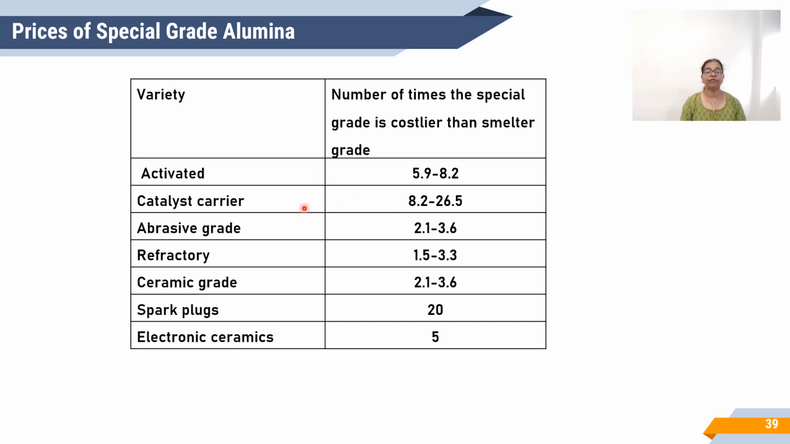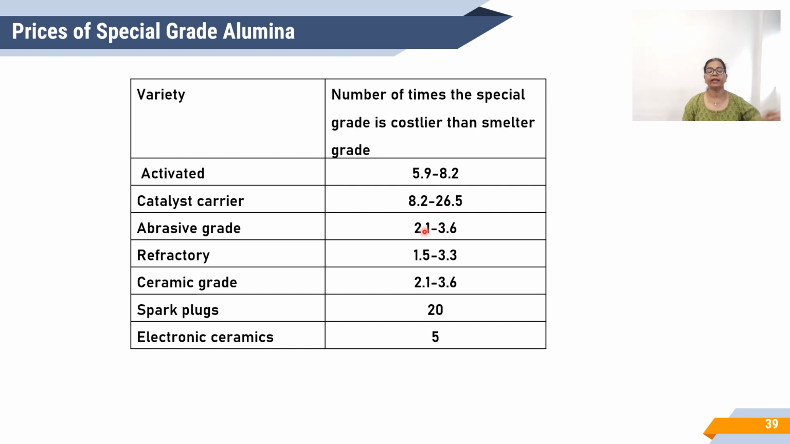Only by making a product which is activated, that means it has high surface area, by heating it and washing it to a certain extent, if it has a low soda content, it has a very high value addition of about 5 to 8 times that of smelter grade alumina or hydrate. Now if it is used as catalyst grade, here you can see the variation, it is about 26 times higher than the smelter grade alumina.